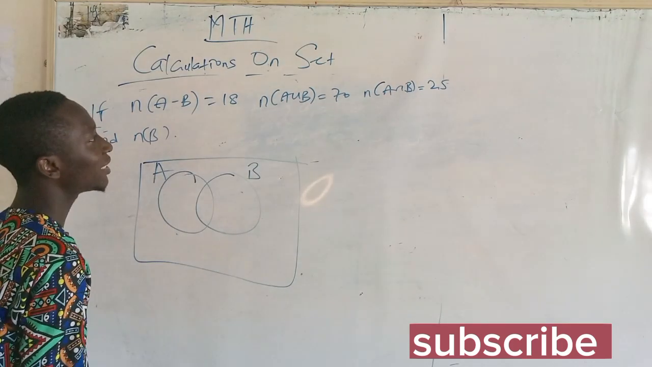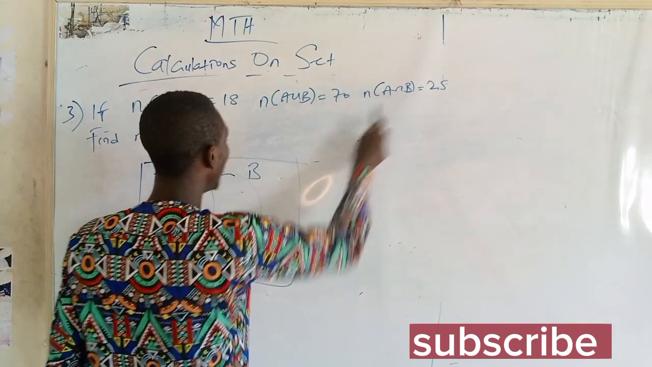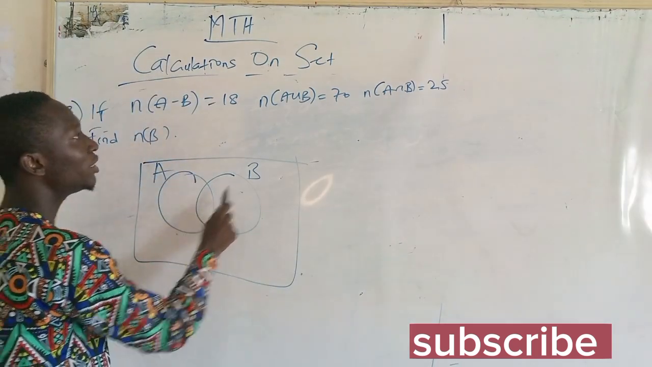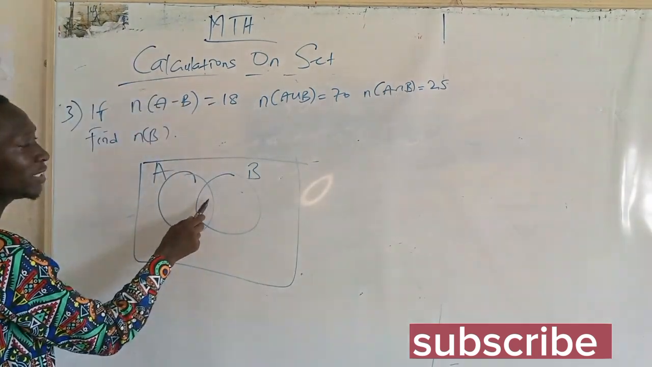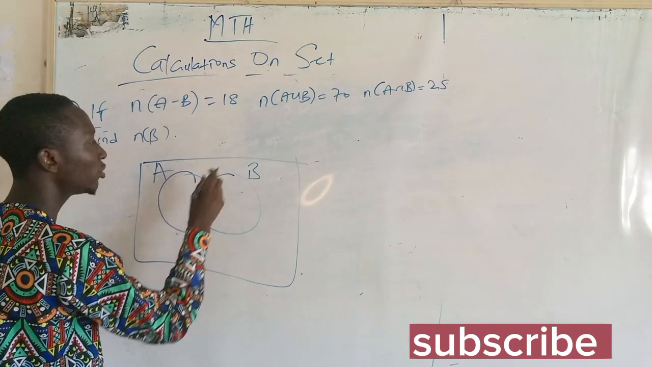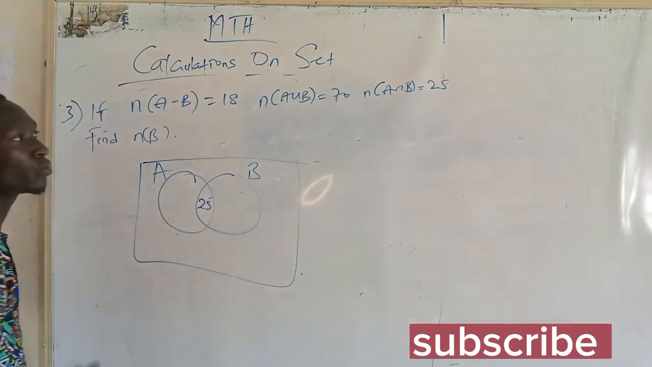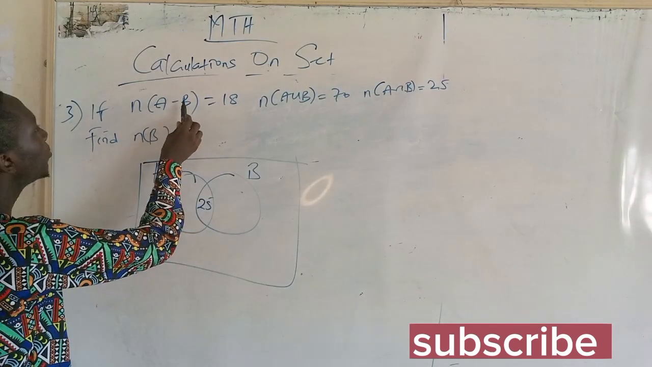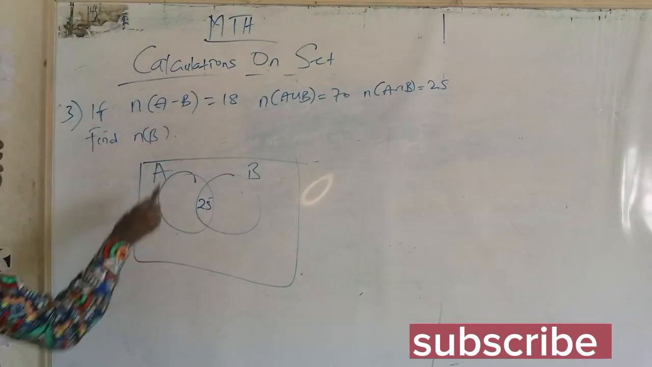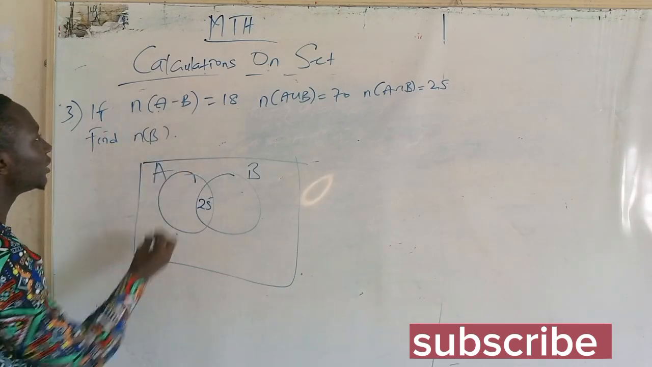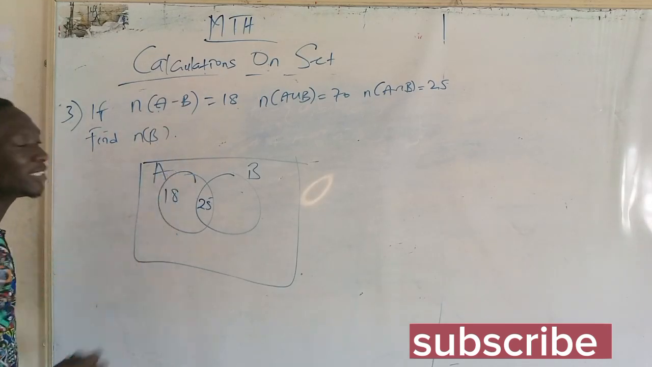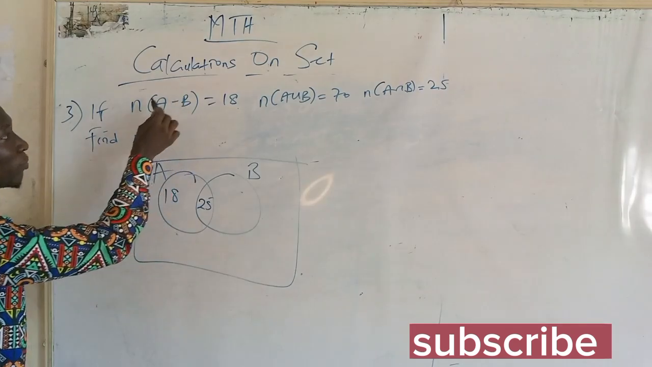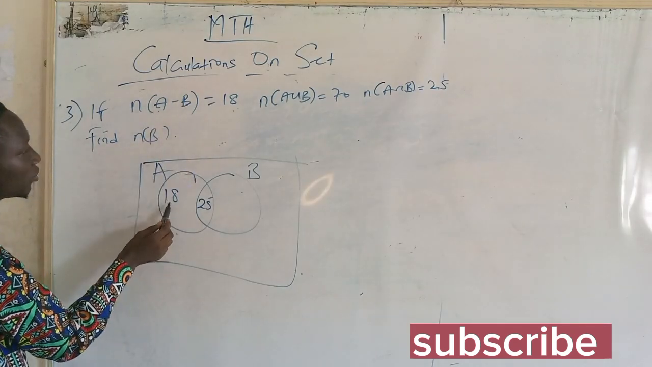Now, I told you that A intersect B is this middle part. So anybody can see A intersect B represents this shaded region. The number in the intersection is 25. Are we together? Now, if you remove B from A, the remainder in A is 18. So once we remove B from A, the remainder is 18.